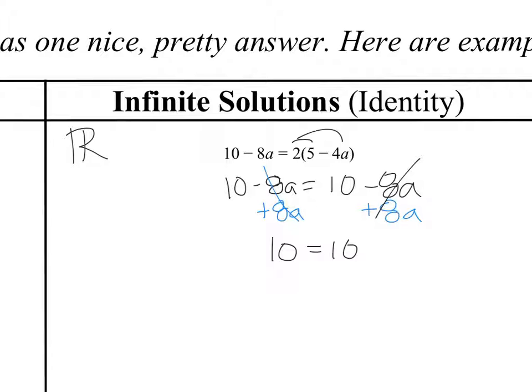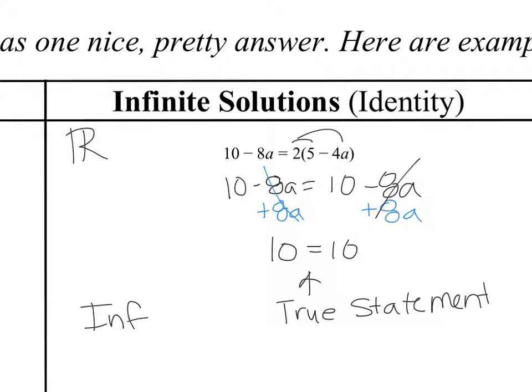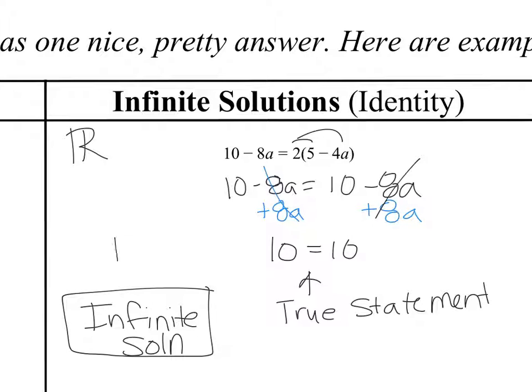The variable dropped out, but this is a true statement. So 10 is 10, that's true. So if the variable drops out and you're left with a true statement, it's called infinite solution. So you can write infinite solution, you can write identity, this is my shorthand for solution, you can write all real numbers, you can write identity.